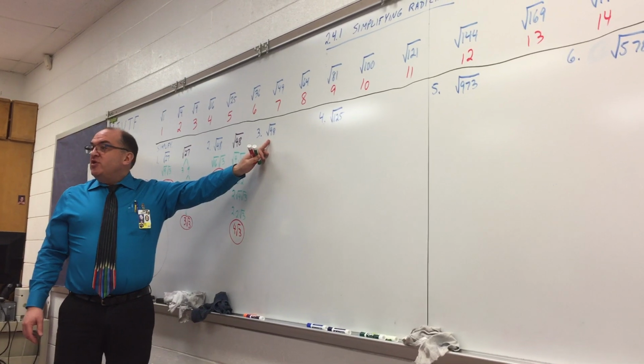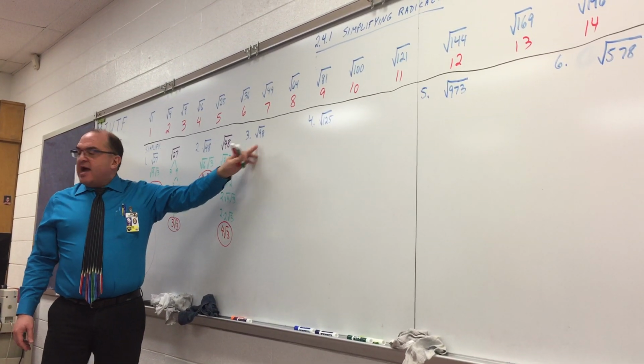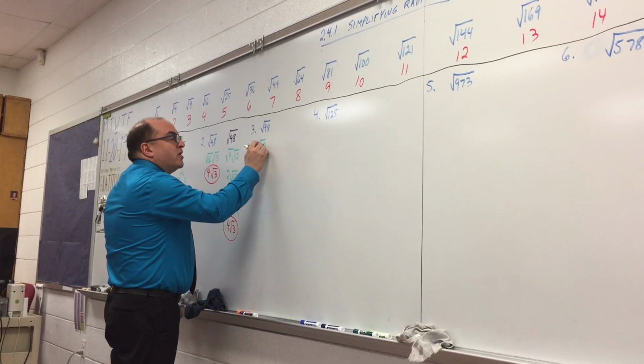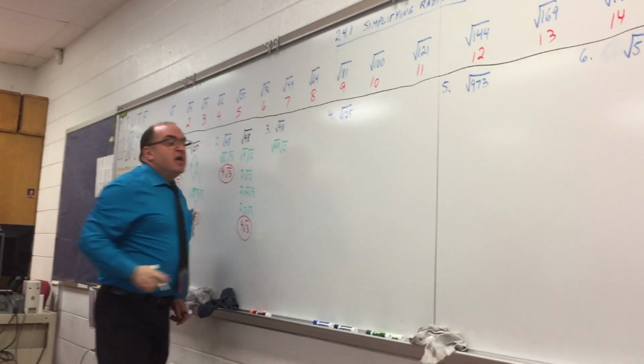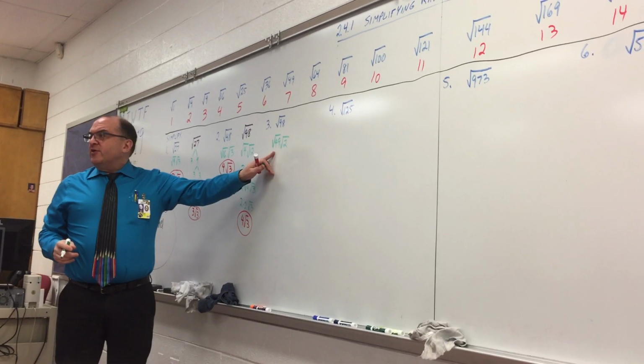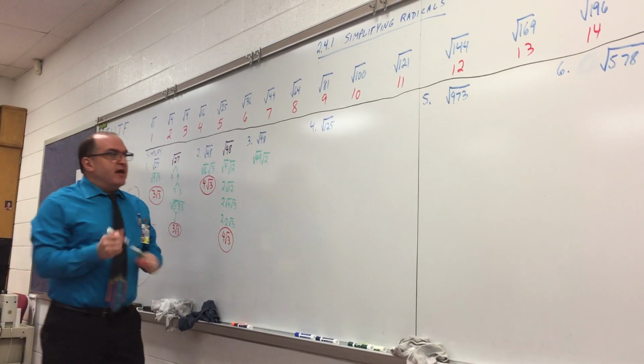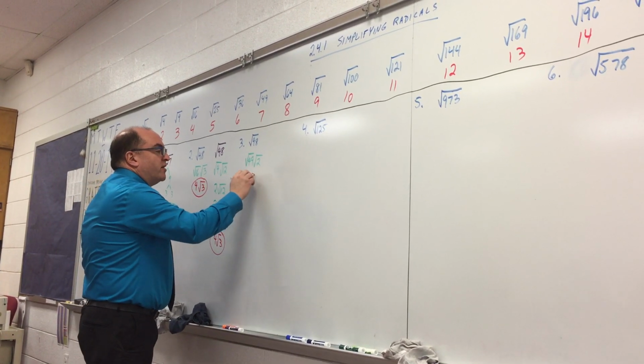49 times what? If you do 98 divided by 49, you get 2, right? So this is square root of 49 times square root of 2. Always write the perfect square first. It's going to make your life easier. Square root of 49 is 7. Your answer is 7 square root of 2.